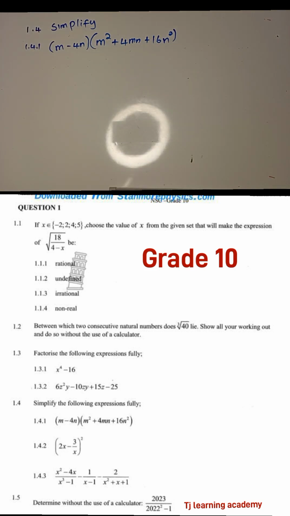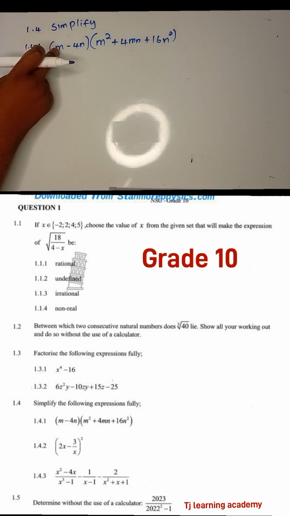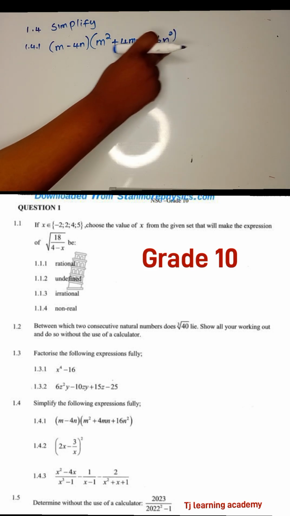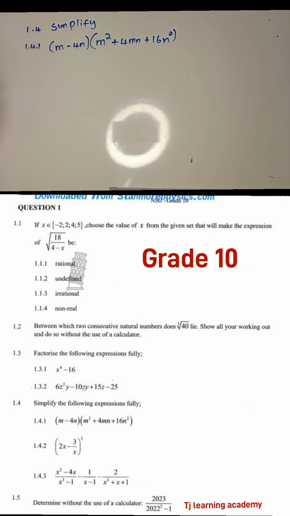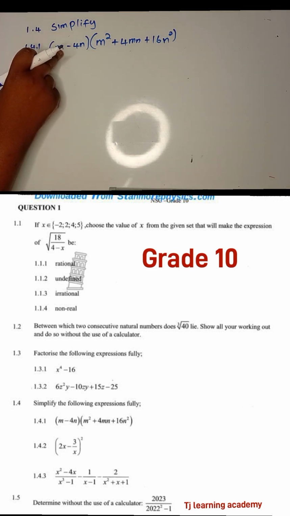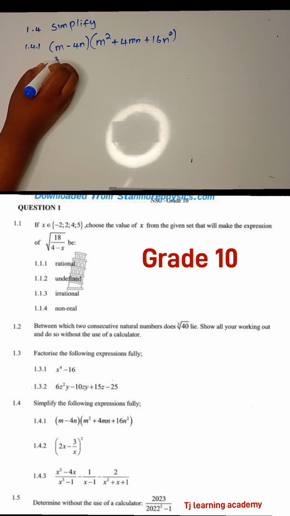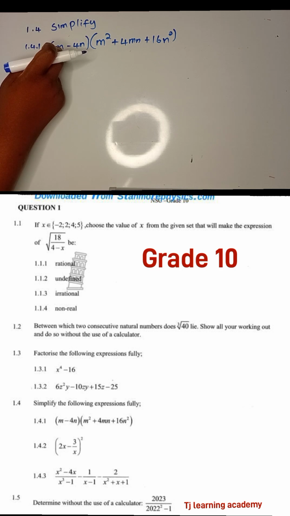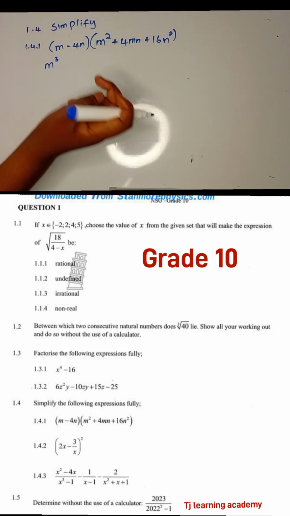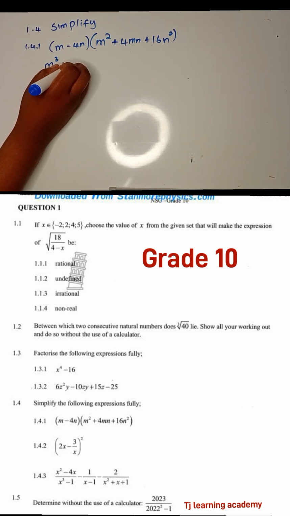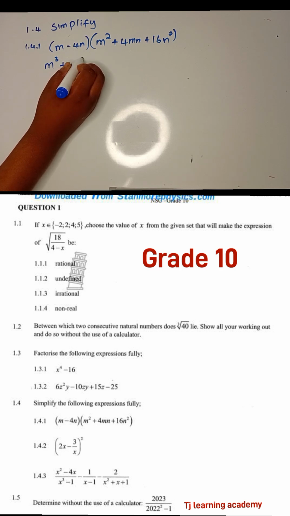The question says simplify. We're going to multiply out. Whenever you see two brackets, we know that brackets means multiplication. We're going to multiply out now. I'm going to multiply this m with everything that is in my other bracket. Let's start here. I'm going to say m multiplied by m squared is going to be m to the exponent of 3. m times 4mn is going to be 4m squared n.